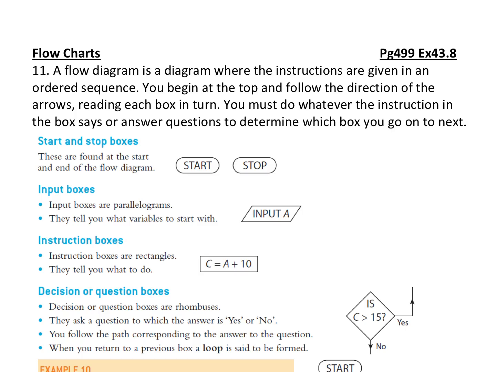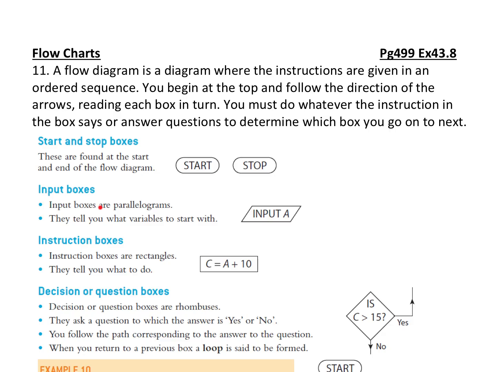Now, it helps to understand what each box looks like and does, but you can get away without having to know the shapes as long as you can follow what's going on. That would be enough. But we have, to begin with, start and stop boxes. These are found at the start and the end of the flow diagram. They say start and stop.